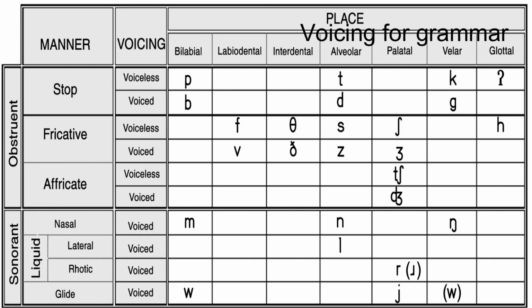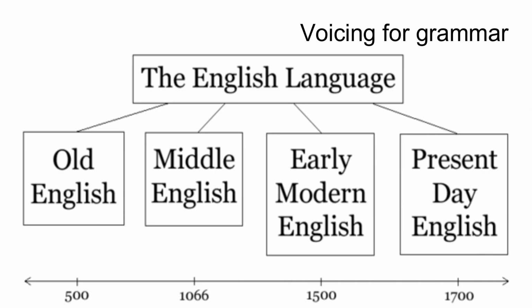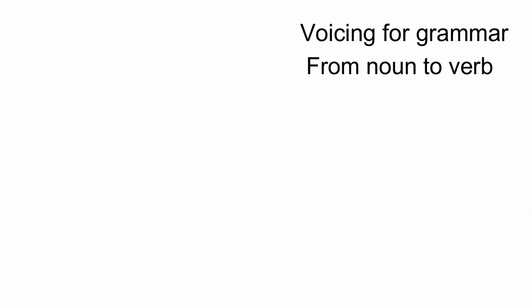Voicing for grammar. In the history of the English language, voicing was used for grammar purposes, such as to change the part of speech and to make a plural noun form. Regarding the change of the part of speech, voicing can change a noun into a verb or an adjective into a verb. From noun to verb. These are examples where voicing was used to make a noun into a verb.